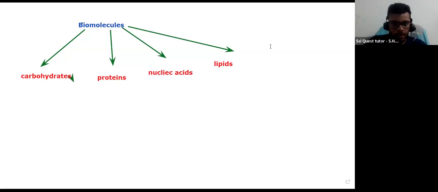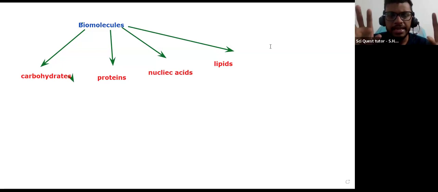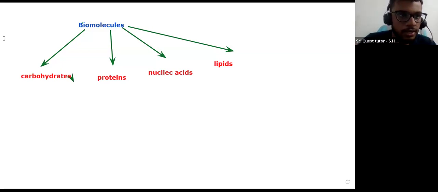Okay, right. Now, what I'm going to do is display the entire thing which is needed on one screen or one picture. So this is what you're going to learn in topic 1. First you will be studying one by one in detail: carbohydrates, proteins, nucleic acids, and lipids. Right. And then students, under each category is what you have to learn.